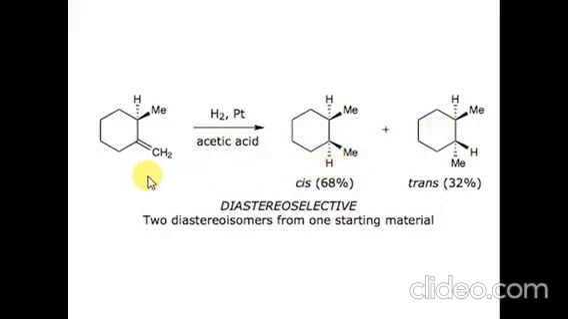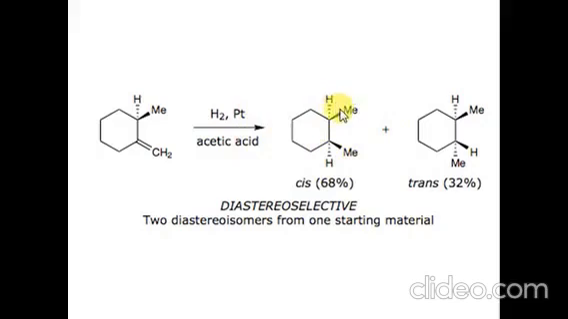So this reaction yields diastereomers, and you can see the cis isomer. Why are we calling it cis? Because the same groups are on the same side. Although this is a single bond, the terminology of cis and trans is also applicable for cyclic systems.